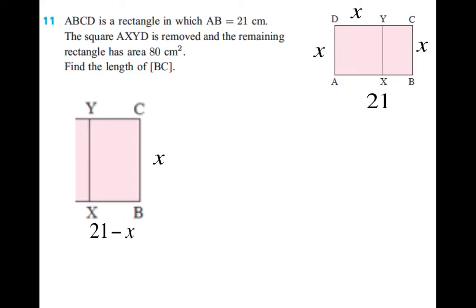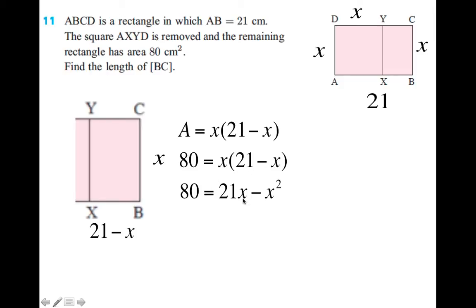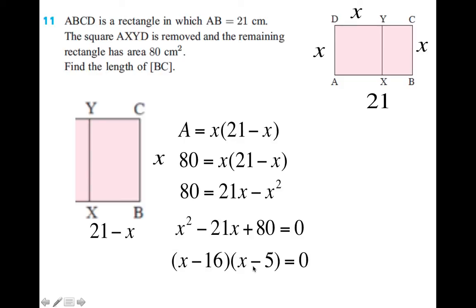Now I'm going to write an area equation. Area is that times that. Now we know the area of this rectangle is 80. So 80 here. Multiply that. You get this. Move everything to one side to get this quadratic equal to 0. Now this can be solved. This one can be factored. All right, let's factor it. x minus 16, x minus 5. So we can easily get two solutions. They are 16 and 5. So this can be 16 or 5.